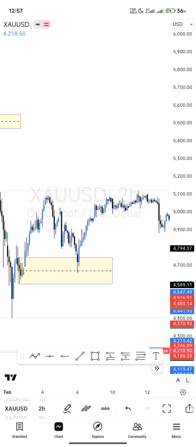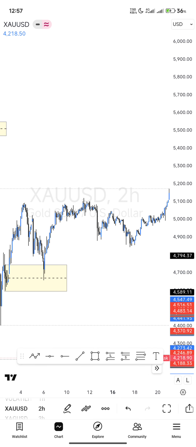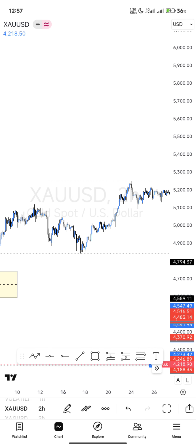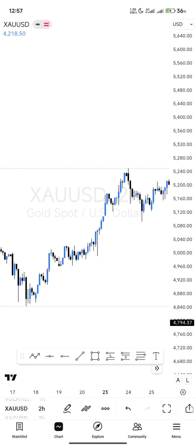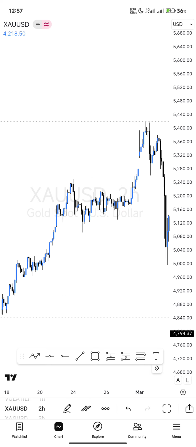So in our next video, we're going to talk about different types of order blocks and how to use them effectively to pick entries.